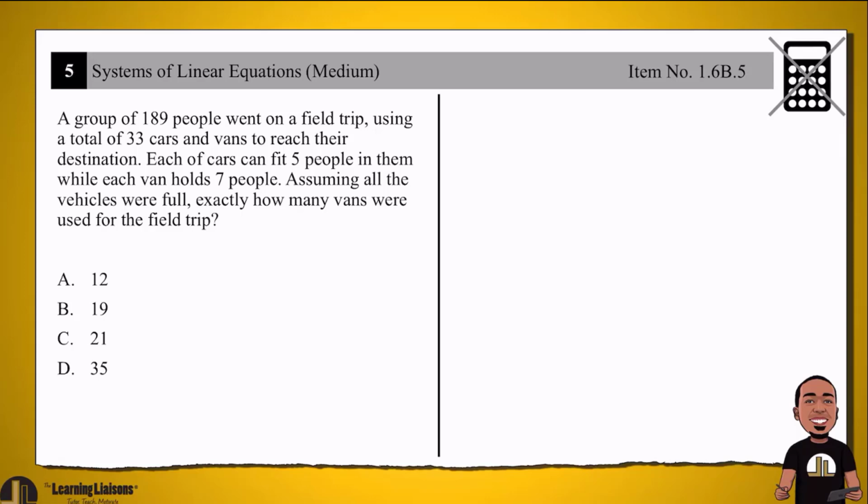A group of 189 people went on a field trip, using a total of 33 cars and vans to reach their destination. Each of the cars can fit 5 people in them, while each van holds 7 people. Assuming all the vehicles are full, exactly how many vans were used for the field trip?